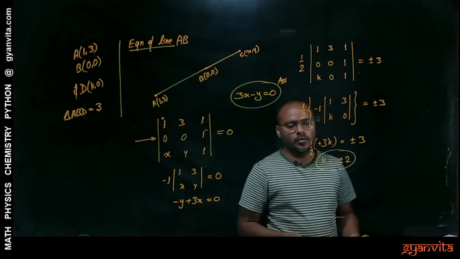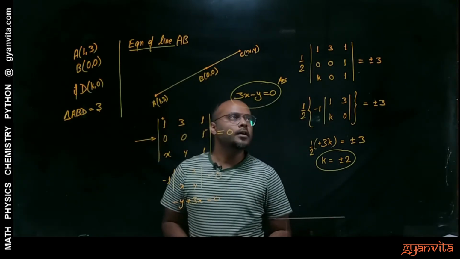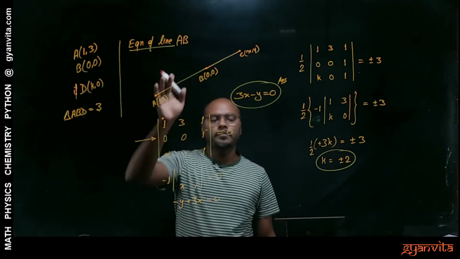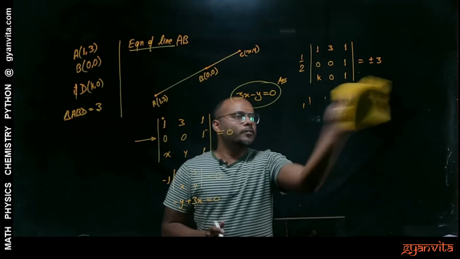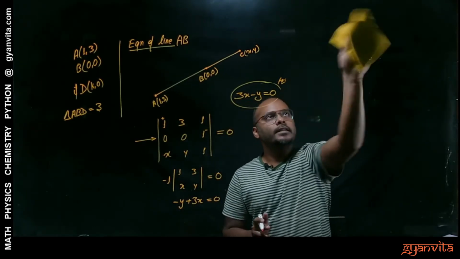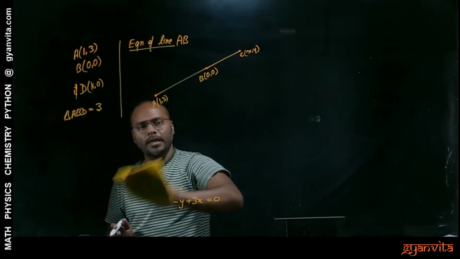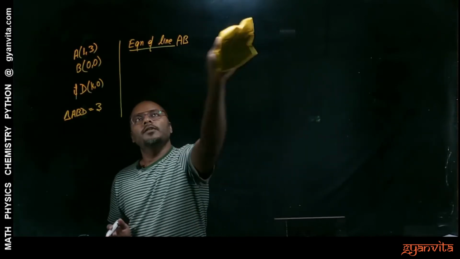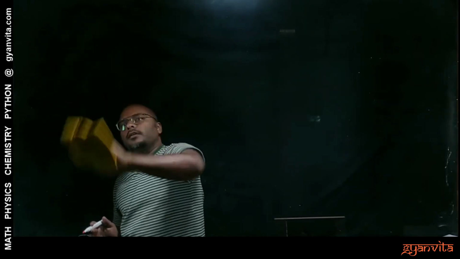So as you have seen, the chapter is determinants, but we are able to solve problems even from coordinate geometry. So that was about determinants and their application to find the area of a triangle. And because we know the formula for the area of a triangle, we use the same concept to check whether 3 points are collinear or not.